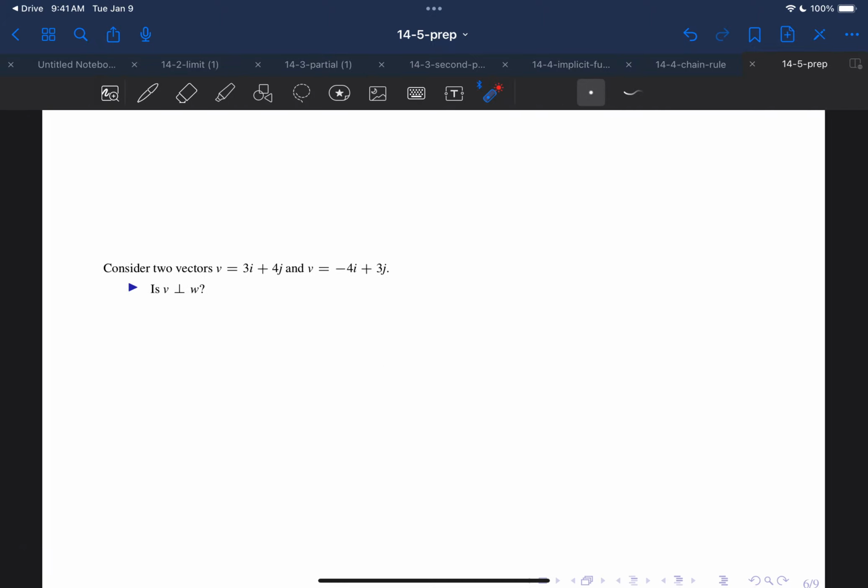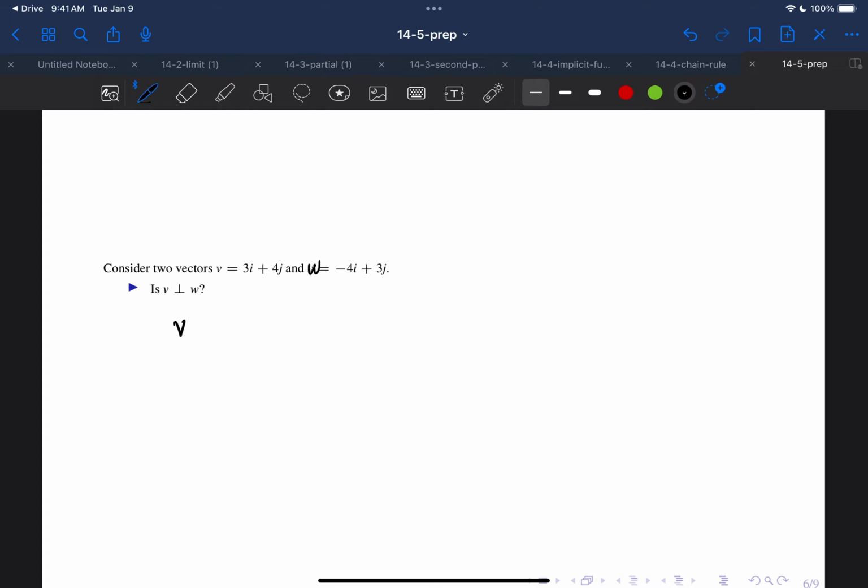So let's look at another example. There's a typo. U is given by 3i plus 4j, and V is given by negative 4i plus 3j. Are they perpendicular to each other? I'm sorry, we should have different notation. So V and W, this is W.